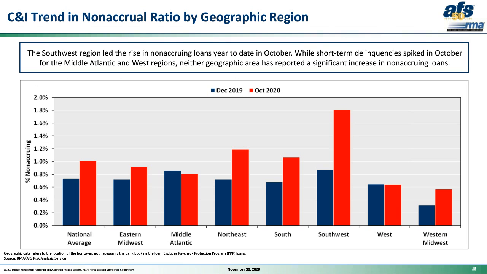Now we want to take a look at non-accruals by other dimensions. Here we're comparing the non-accrual level for the 7 regions, December 2019 versus October 2020. Non-accruals increased in 5 of the 7 regions, led by a doubling of the non-accrual rate for the Southwest, where a lot of the oil and gas is. While quite a bit lower overall, the Western Midwest just about doubled too. And we saw significant jumps for the Northeast and South, while the West and the Mid-Atlantic stayed about the same.